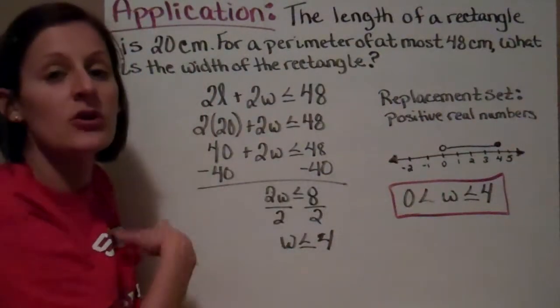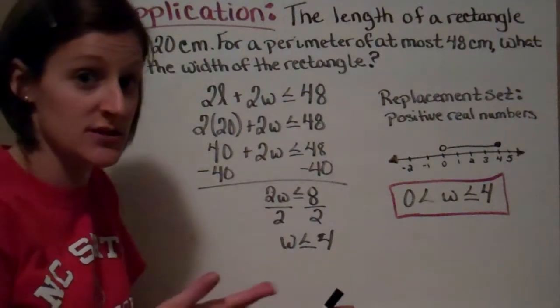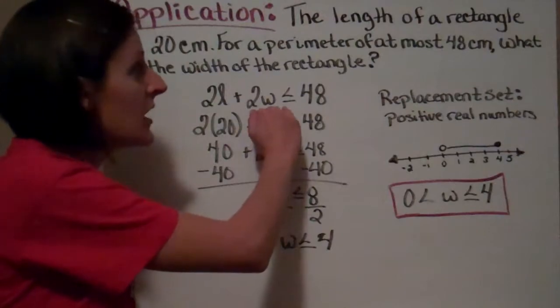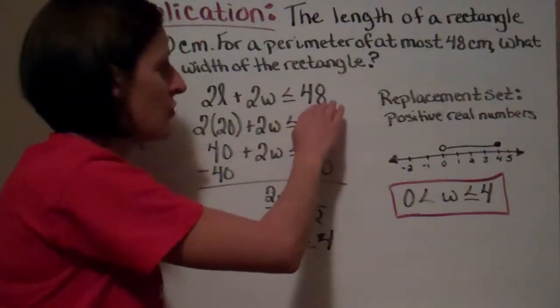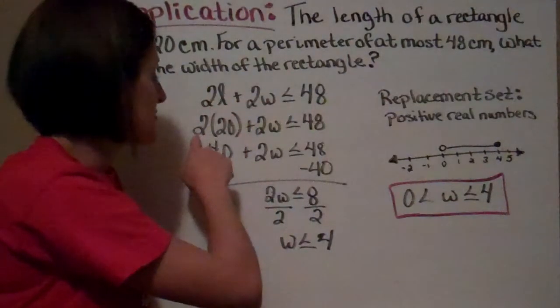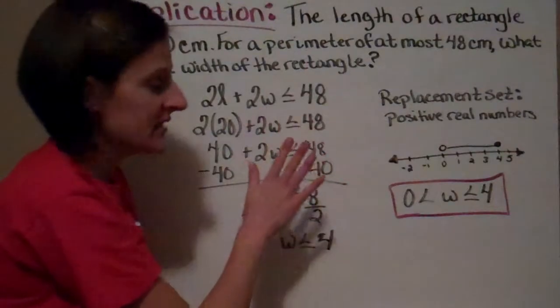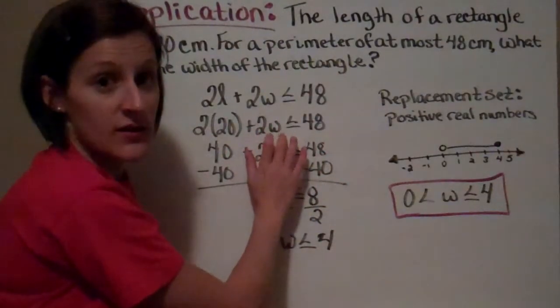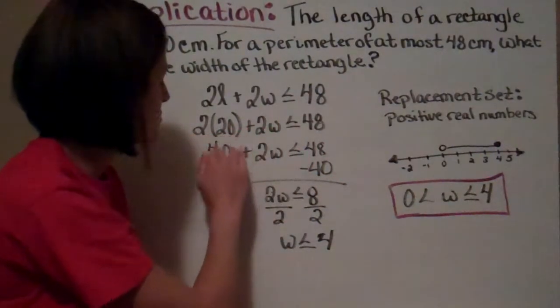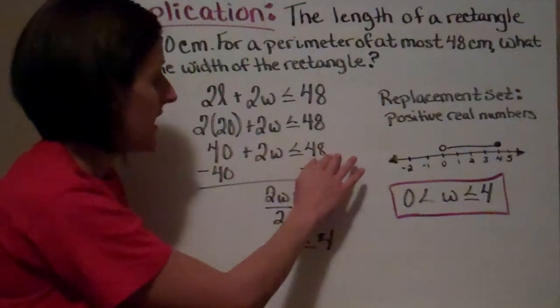Remember, your perimeter equation is 2 times the length plus 2 times the width. So that's what I have here. It's going to be at most 48, so less than or equal to 48. I know my length, so 2 times 20 is for both lengths. And then I don't know my width, so I leave that as w. So 2 times 20 is 40. 40 plus 2w is less than or equal to 48.